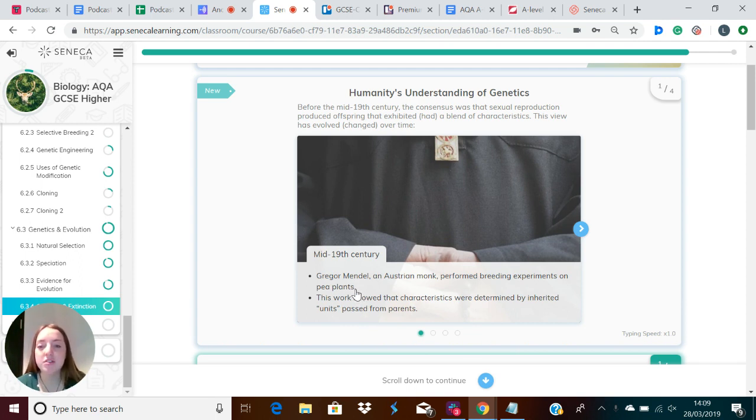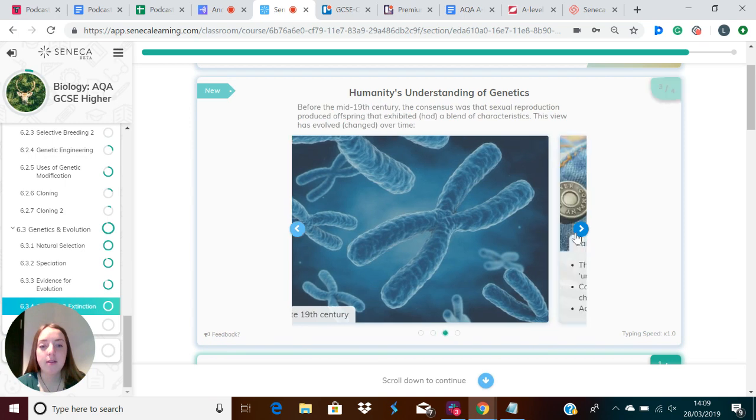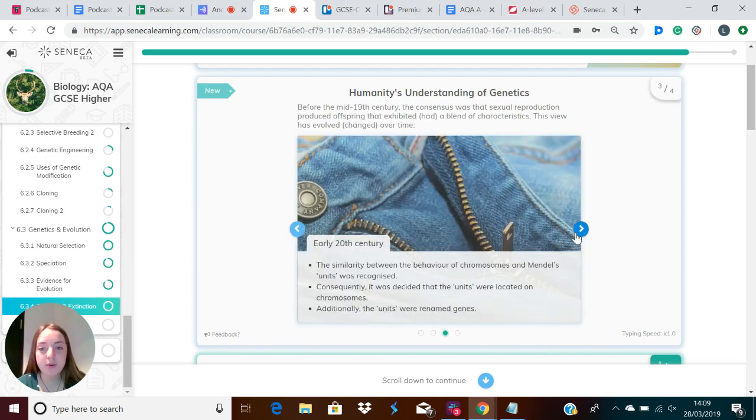At this point, Gregor Mendel, who was an Austrian monk, was performing breeding experiments on pea plants. This work showed that the characteristics were determined by inherited units which were passed from parents. In the late 19th century, the first observation of how chromosomes behave during cell division was seen. And by the earliest 20th century, the similarity between the behavior of chromosomes and what Mendel had called units was recognized. Consequently, it was decided that these units were located on chromosomes, and the units were renamed genes.